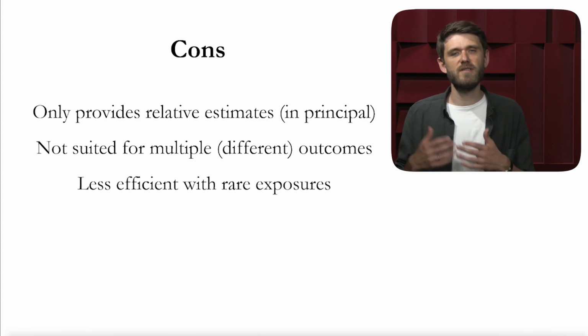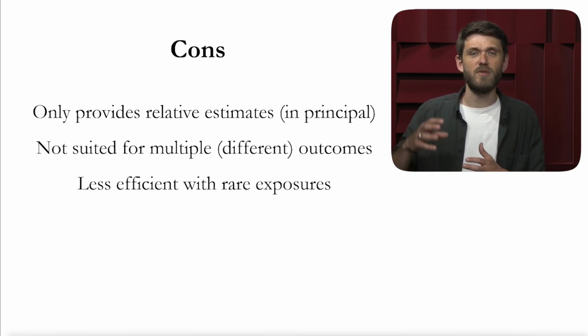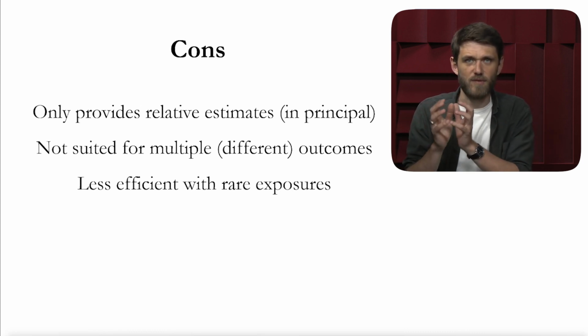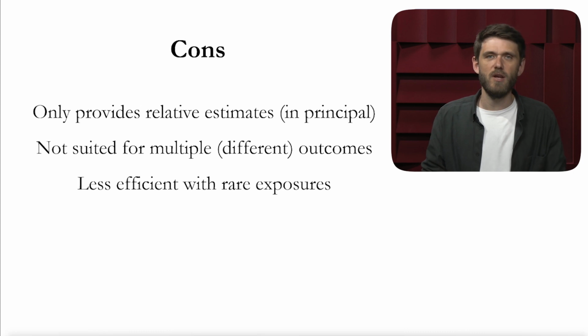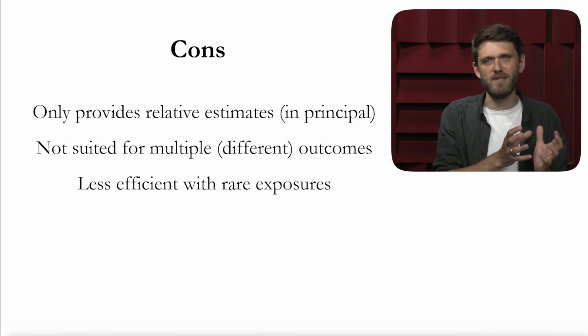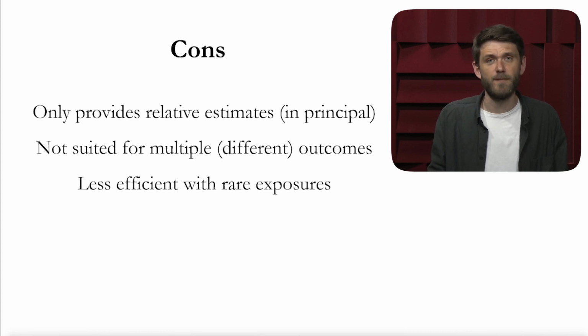It's also less efficient with rare exposures, since with rare outcomes, we can look only at the subgroup that has the outcome. That makes sense, but if it's a very rare exposure, we should rather include on the exposure instead to optimize the statistical precision.